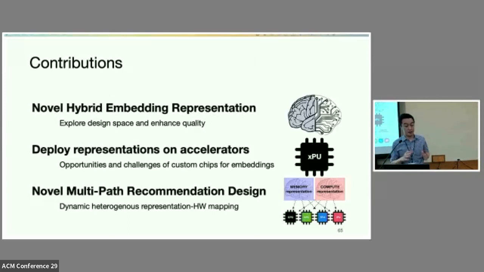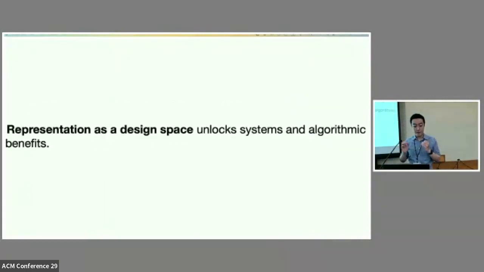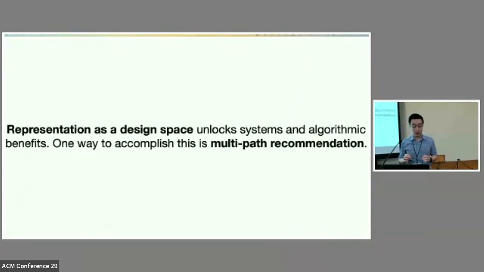So in this talk, we looked at a new hybrid representation that is costly for systems, but produces high quality embeddings, the representation as a design space, how we would go about mapping representations onto accelerators, and also using multipath recommendation to exploit these options. But if there's something for you to remember from this talk, it's this. Representation as a design space really unlocks systems and algorithmic benefits. And one way to accomplish this is through multipath recommendation.